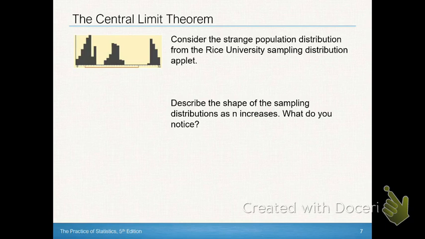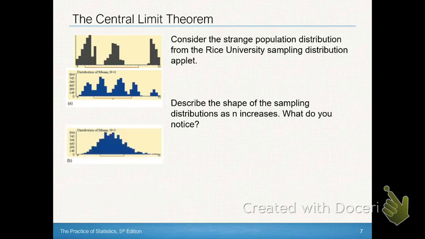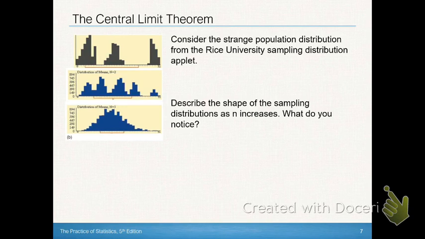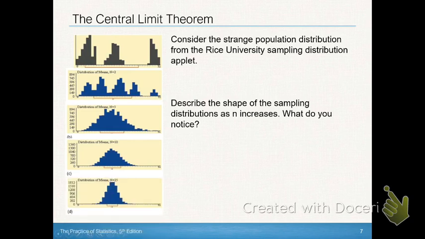Here is a population distribution. And here is a sampling distribution from that population if I were taking samples of size 2. Here's one where I was taking samples of size 5, samples of size 10, and samples of size 25. You can see as I've increased my sample size, it didn't matter that I had that crazy, almost 3-piece looking population distribution, the larger my sample size got, it became closer and closer to being approximately normally distributed.